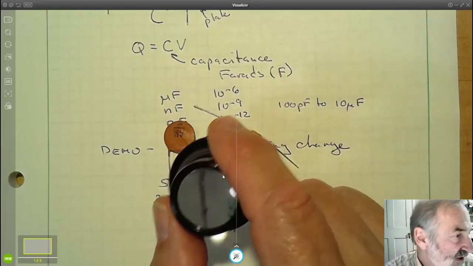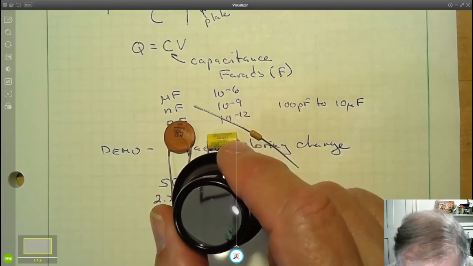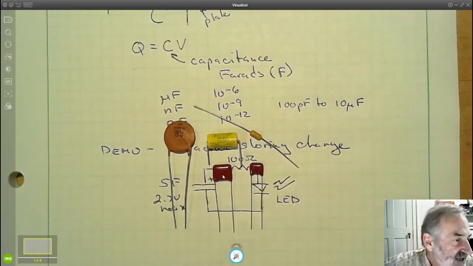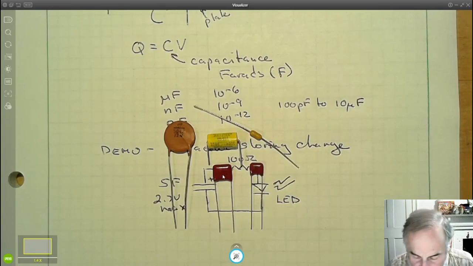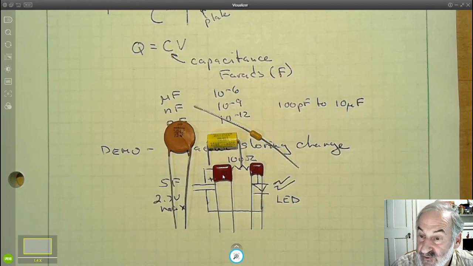So this one, you probably can't see it, but it says 154 on it. The 15 is multiplied by 10 to the fourth to get the number of picofarads, and it's 0.15 microfarads, 150 nanofarads. If you don't want to learn the code, your multimeter has a range that will read capacitance, and I would suggest you use that when necessary.